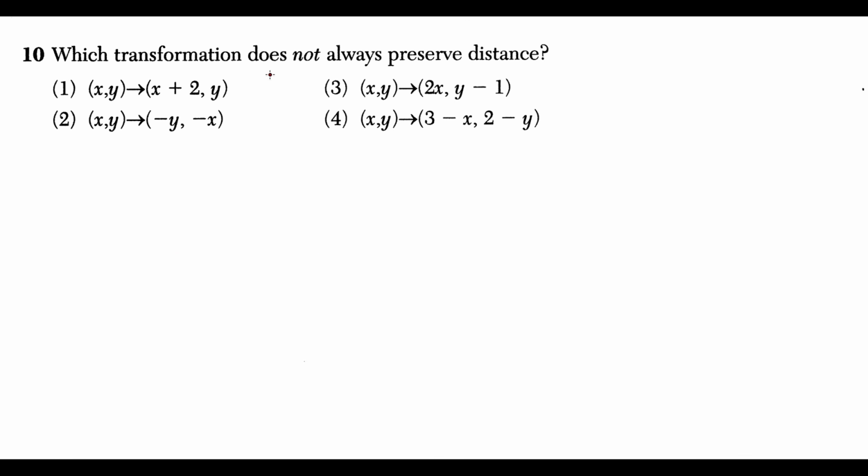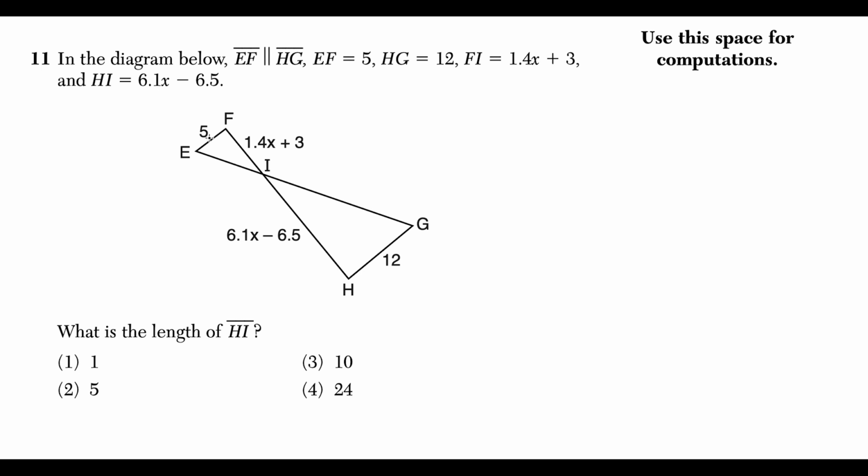Question 10, we want to know which transformation does not always preserve distance. And for a question like this, I always think of the transformation ahead of time, and that means that I'm looking in the answer key for a dilation. And if we look through the answer key, you could see choice 3 here. By multiplying the x by 2, that would be an operation that would not preserve distance. So definitely choice 3.